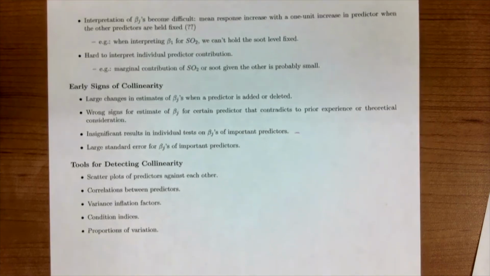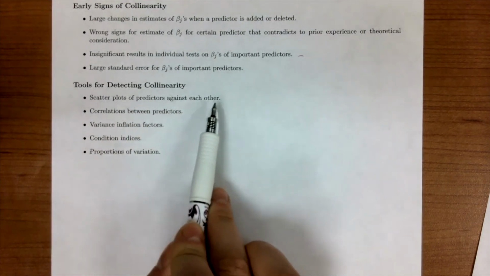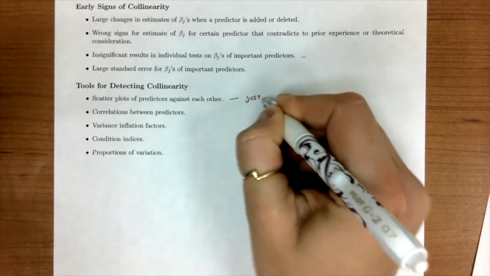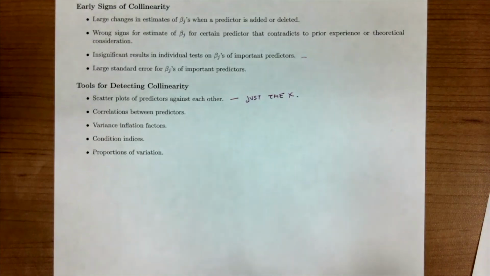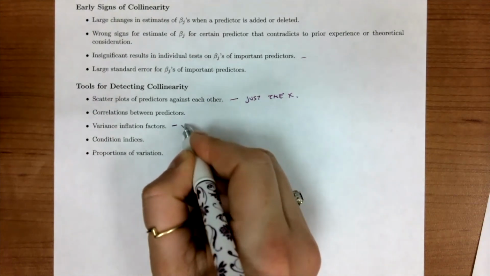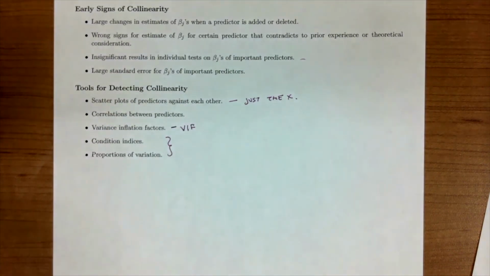That could be another sign of multicollinearity. Some of the tools that we're going to be looking at in our next lesson are going to be looking at scatter plots of the predictors against each other. Again, this is going to be just the X values. We're also going to be looking at correlation between predictors, and we'll focus some time with variance inflation factors, also called VIF. And then we'll very briefly talk about condition indices and variance proportions, more just as, hey, here's an extra little tool for you guys if you need it.